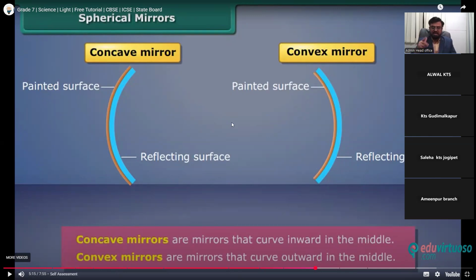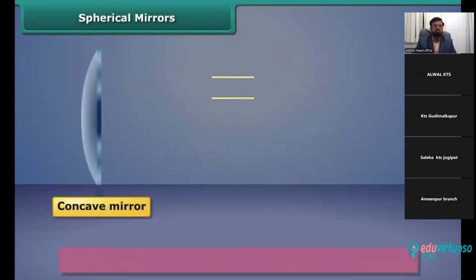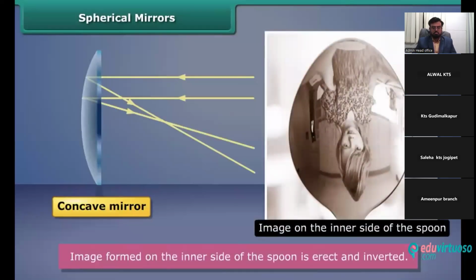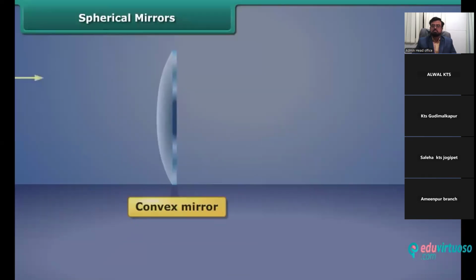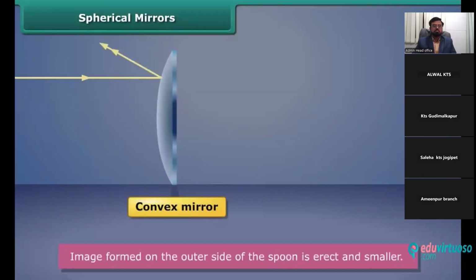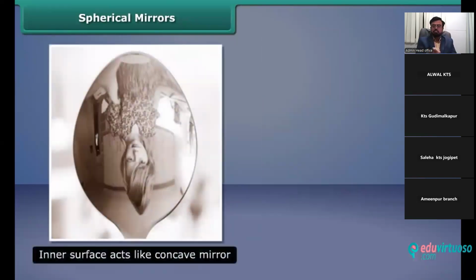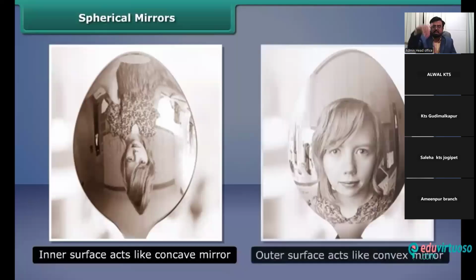Okay, they have different characteristic properties also. Let us see an example. Concave mirrors reflect light from their inner surface, like the inside of a spoon. Convex mirrors reflect light from their outer surface, like the outside of a spoon. Hence, the inner surface of a spoon acts like a concave mirror, while its outer surface acts like a convex mirror.